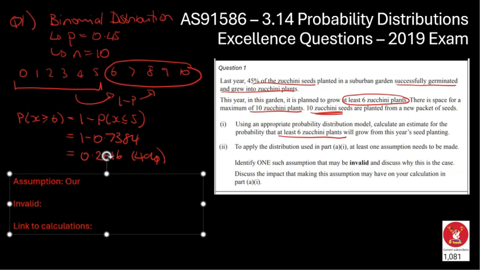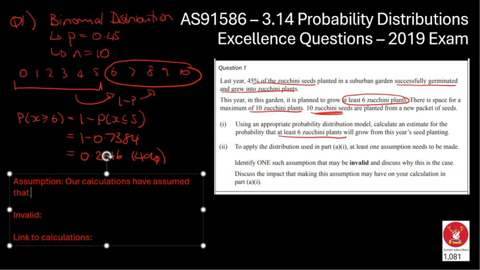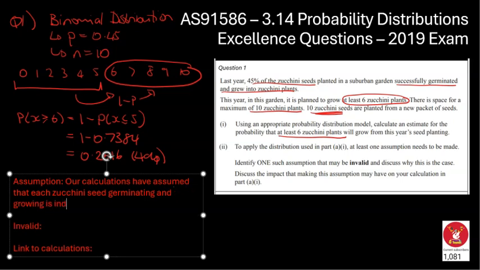So our calculations, and I've definitely not spelled calculations right, have assumed that each zucchini seed germinating and growing is independent of the other seeds. So that's the assumption that we've made.